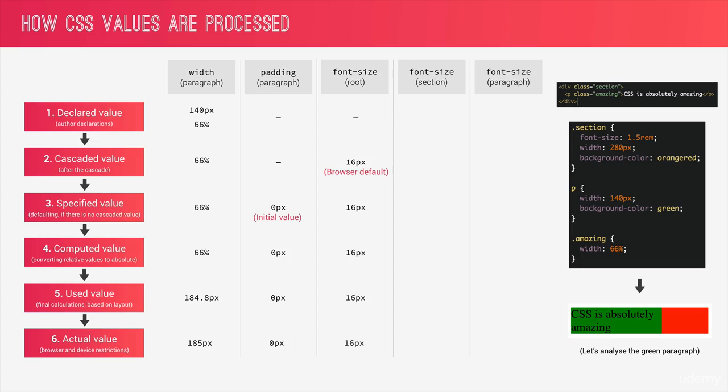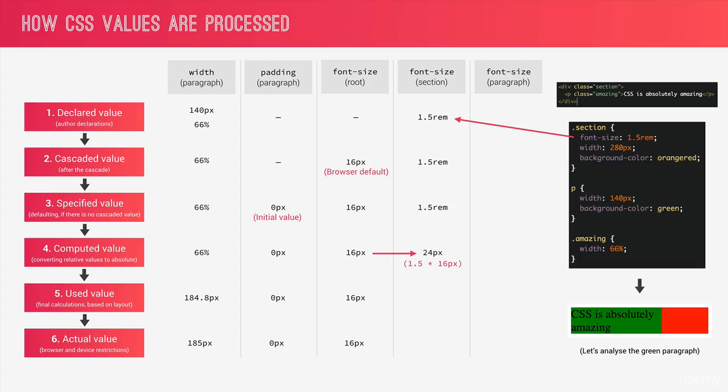Next, let's analyze the section's font size. And now we actually do have a declared value of 1.5 rem. Remember that rem is a relative unit, and so it needs to be converted to pixels by the engine. So the cascaded and specified values are still 1.5 rem, but the computed value is 24 pixels. And why is that, you may ask? It seems a bit random, right?